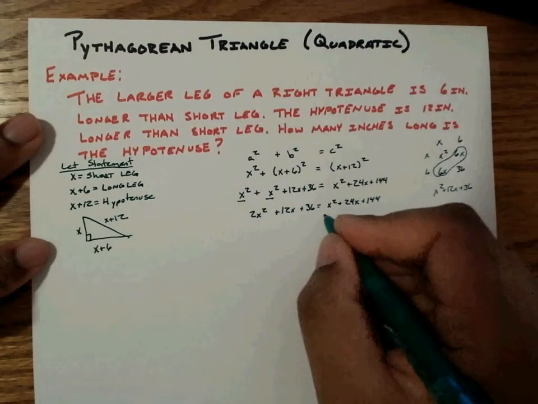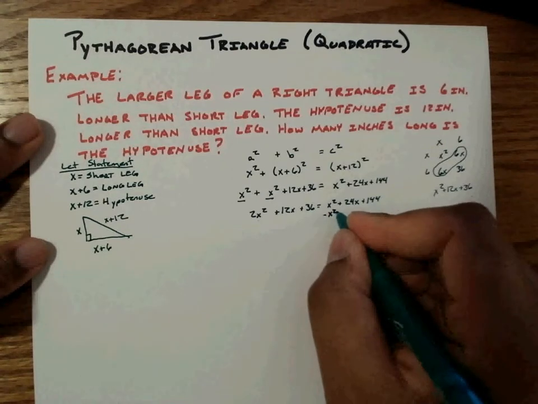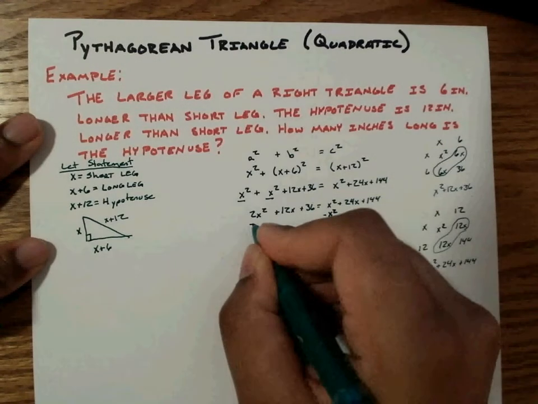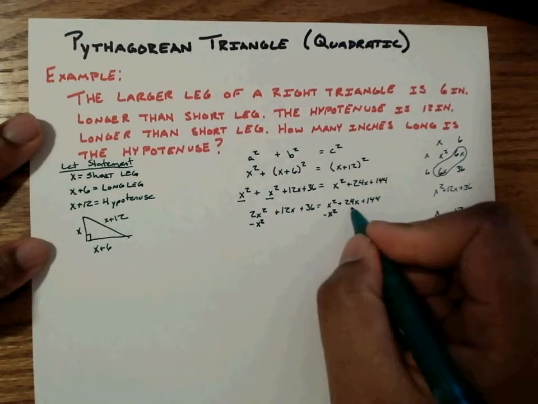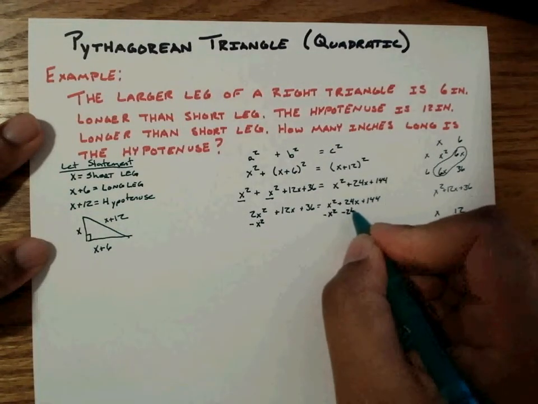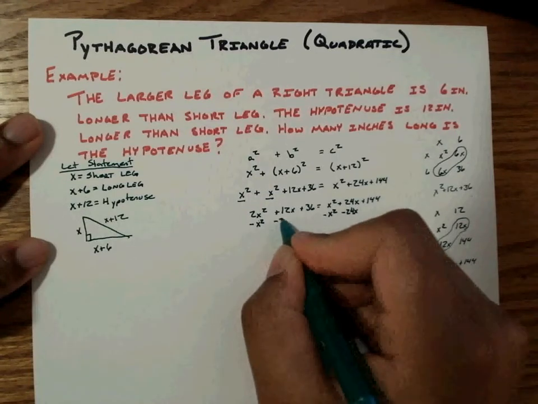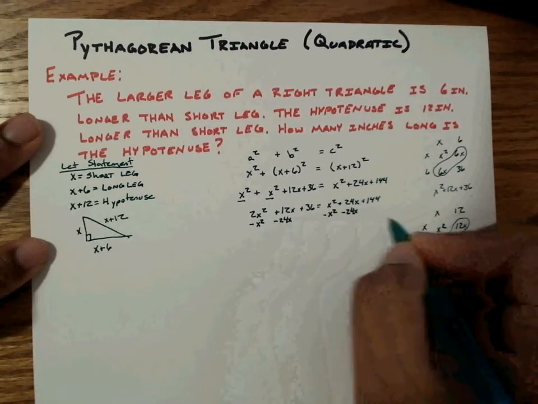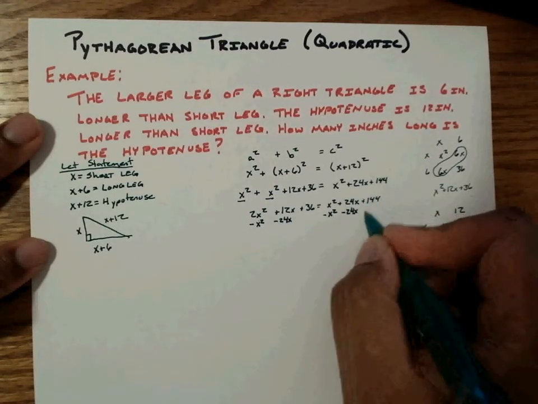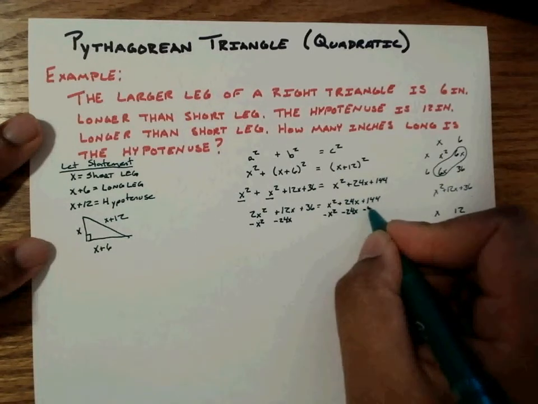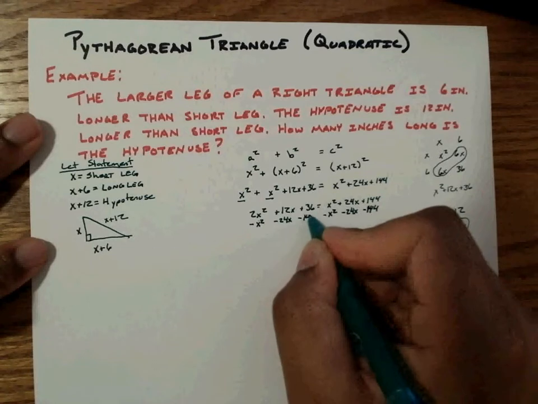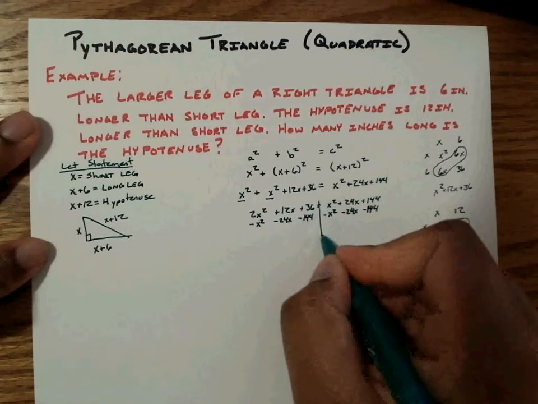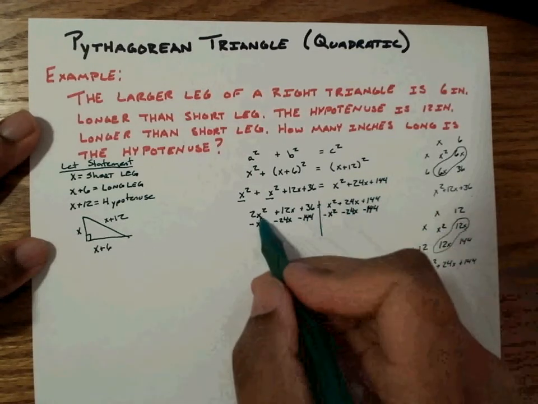So in order to do that, I'm going to subtract this x squared. So I'm moving this x squared over here. I'm going to subtract 24x on both sides, so minus 24x. And I also need to move the 144. So it's a positive, so I'm going to subtract 144 on both sides. Because remember, what you do to one side, you have to do to the other.